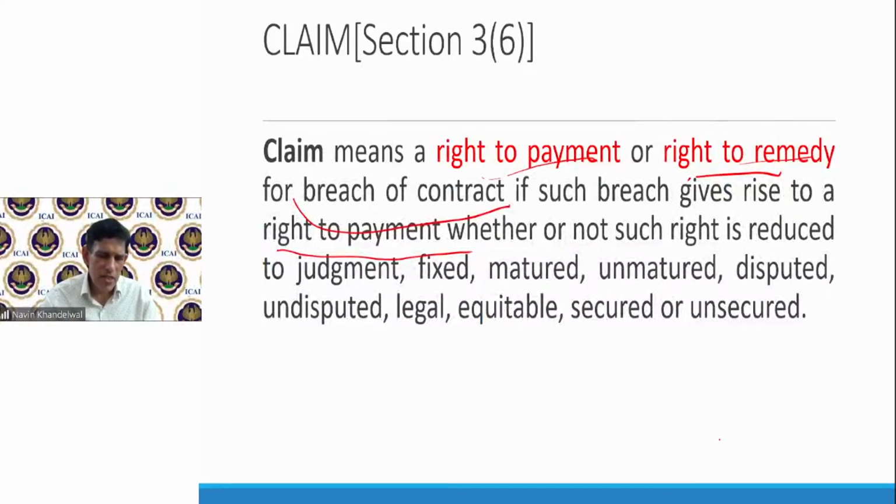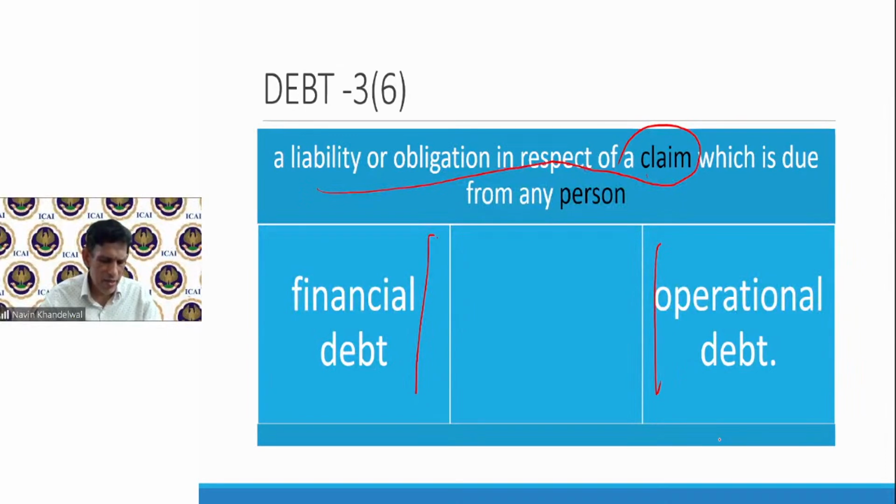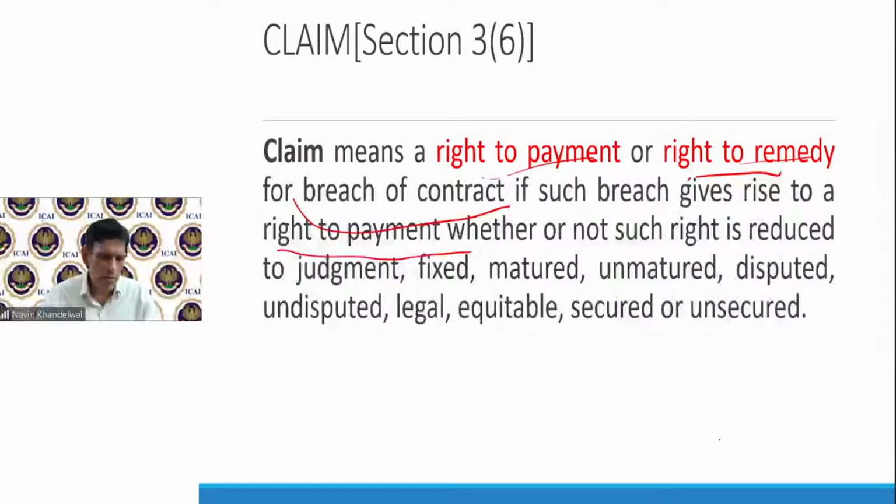Yeah, one check: claim section is 3.6, debt section is 3.11. Yes. Okay, it was mentioned as 3.6. So claim section is 3.6, debt section is 3.11.